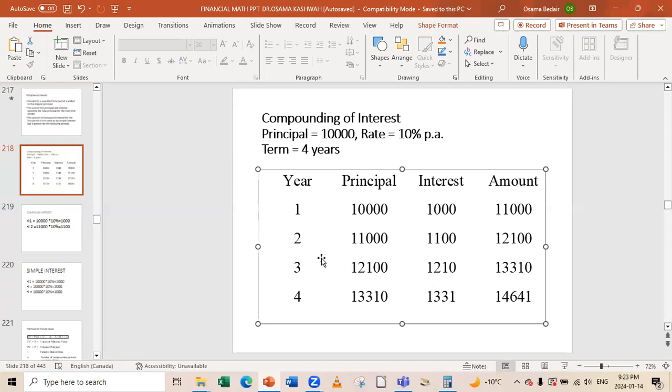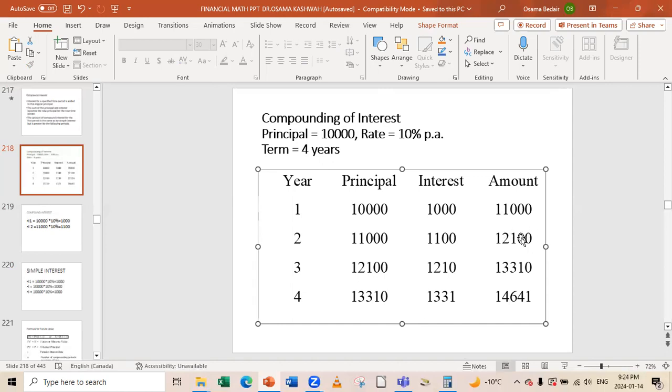Second year. So for the second year, I will take the 11,000 here because this was at the end of the first year. The end of the first year is the start of the second year. So 11,000, I will multiply by 10%. It will give me 1,100. I will add the 11,000 to 1,100, and that gives me 12,100. Then the balance is 12,100 in the second year.